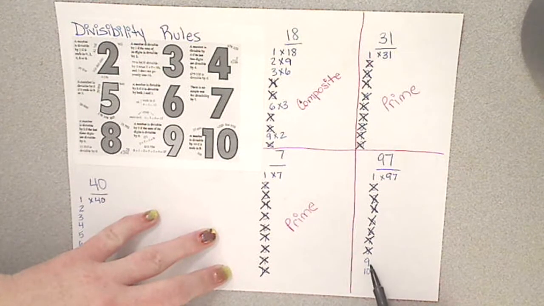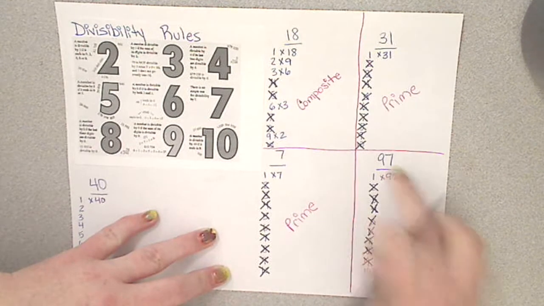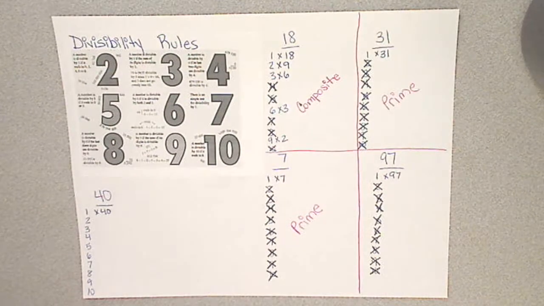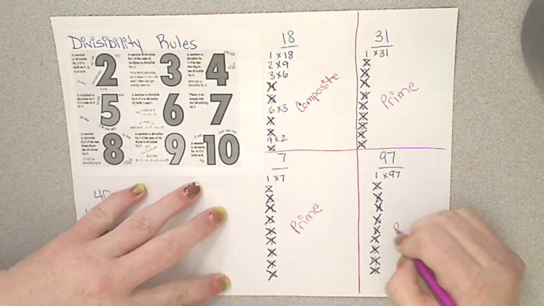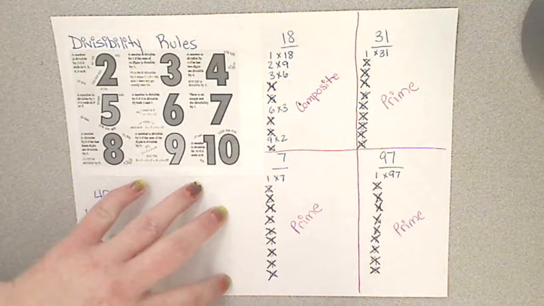Now, 9 times 10 is 90. 9 times 11 is 99. So nope. And 97 does not end in 0, so it's not divisible by 10. Therefore, we've proven once again that 97 is prime because the only factors are 1 and itself.